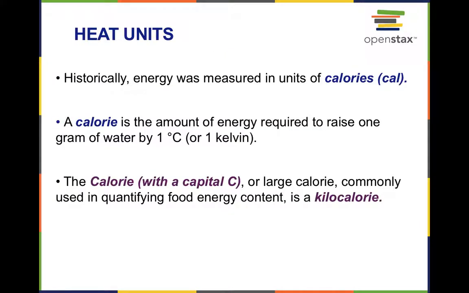So there are a couple of different units you need to know. Historically, we have used the unit of calorie, and 1 calorie is defined as the amount of energy required to raise 1 gram of water by 1 degree Celsius or 1 Kelvin. The Calorie with a capital C means the type that we use in terms of food calories, and those are actually a kilocalorie. It is very confusing that the capital C means kilocalorie and the lowercase c means regular calorie, but nothing I can do about it.